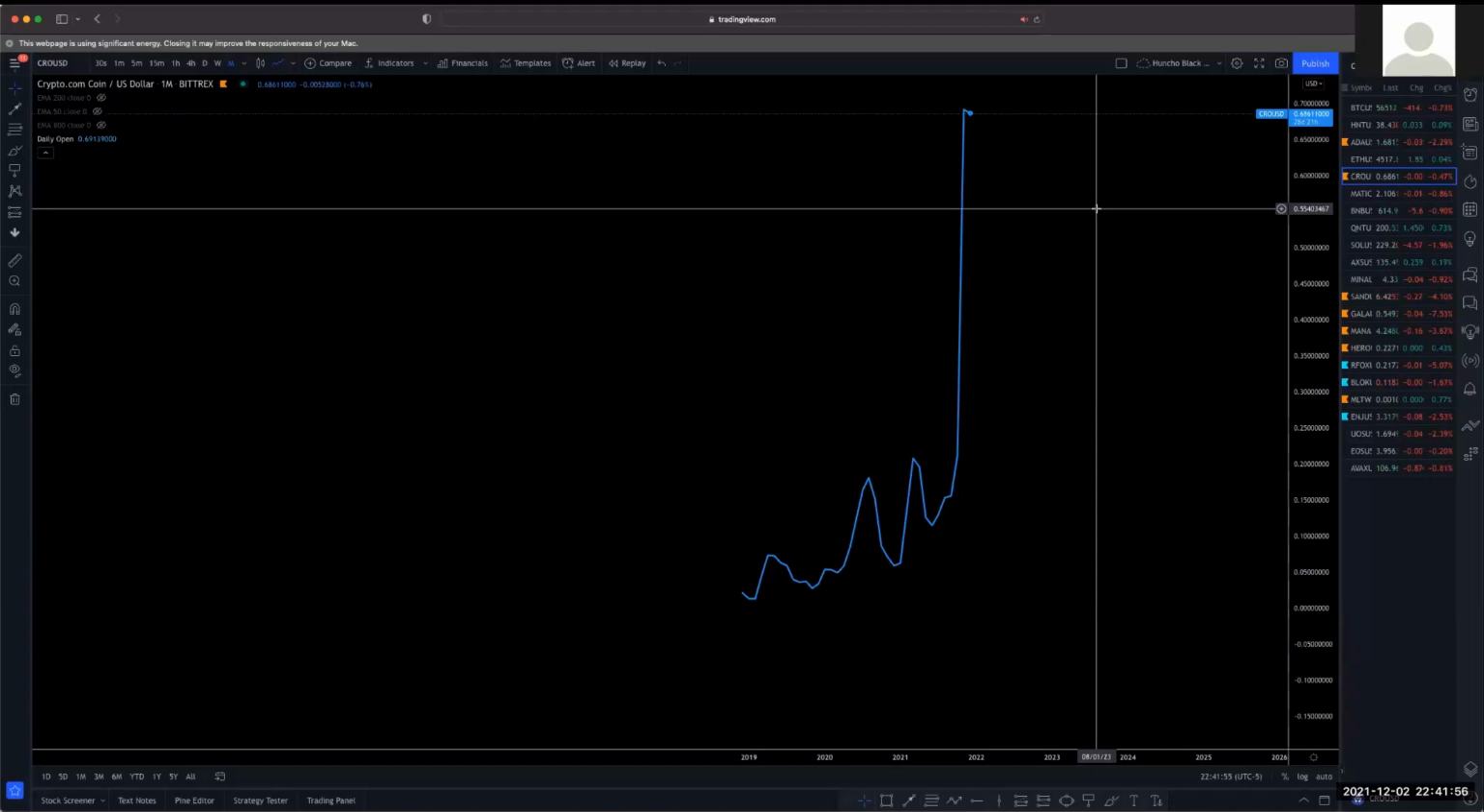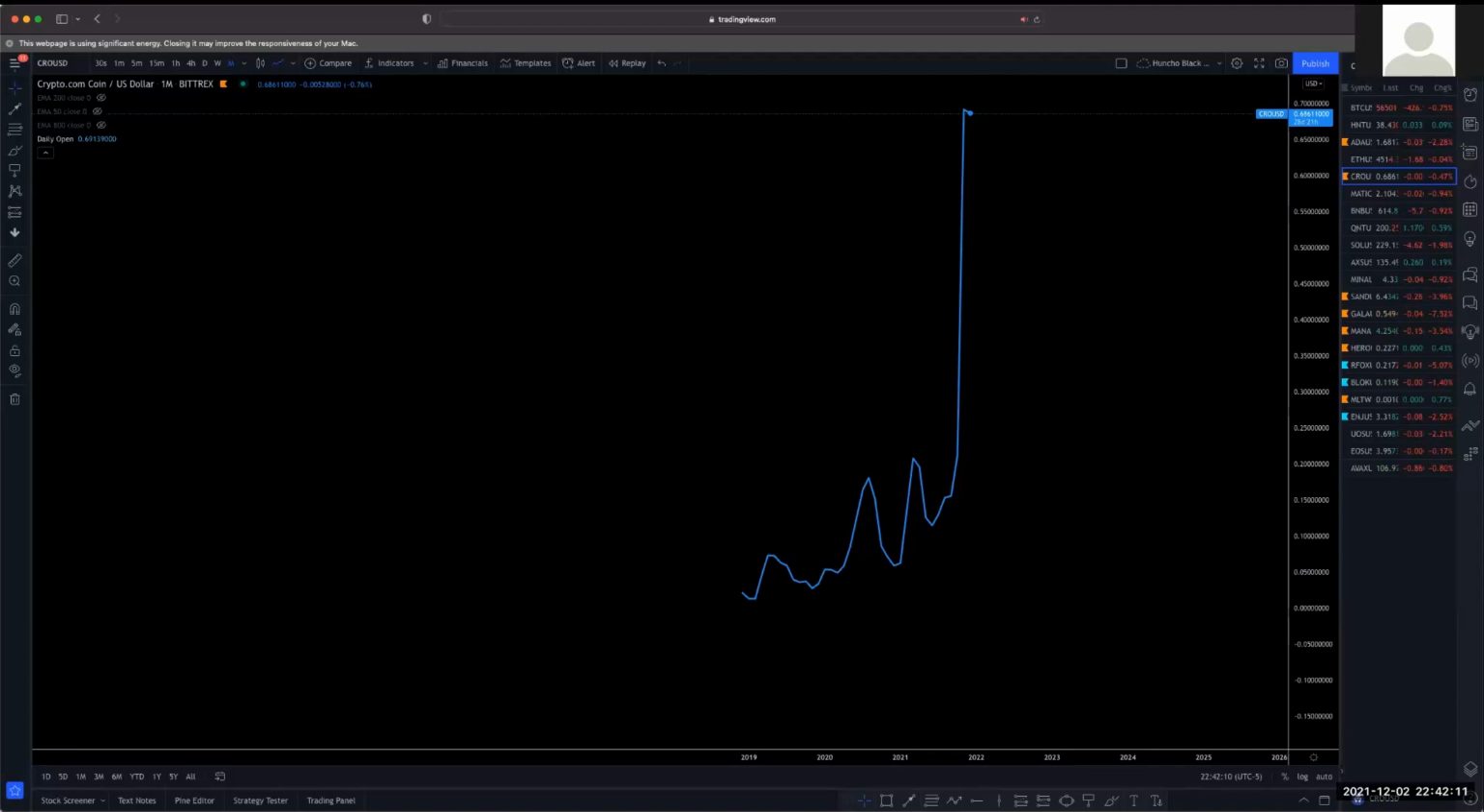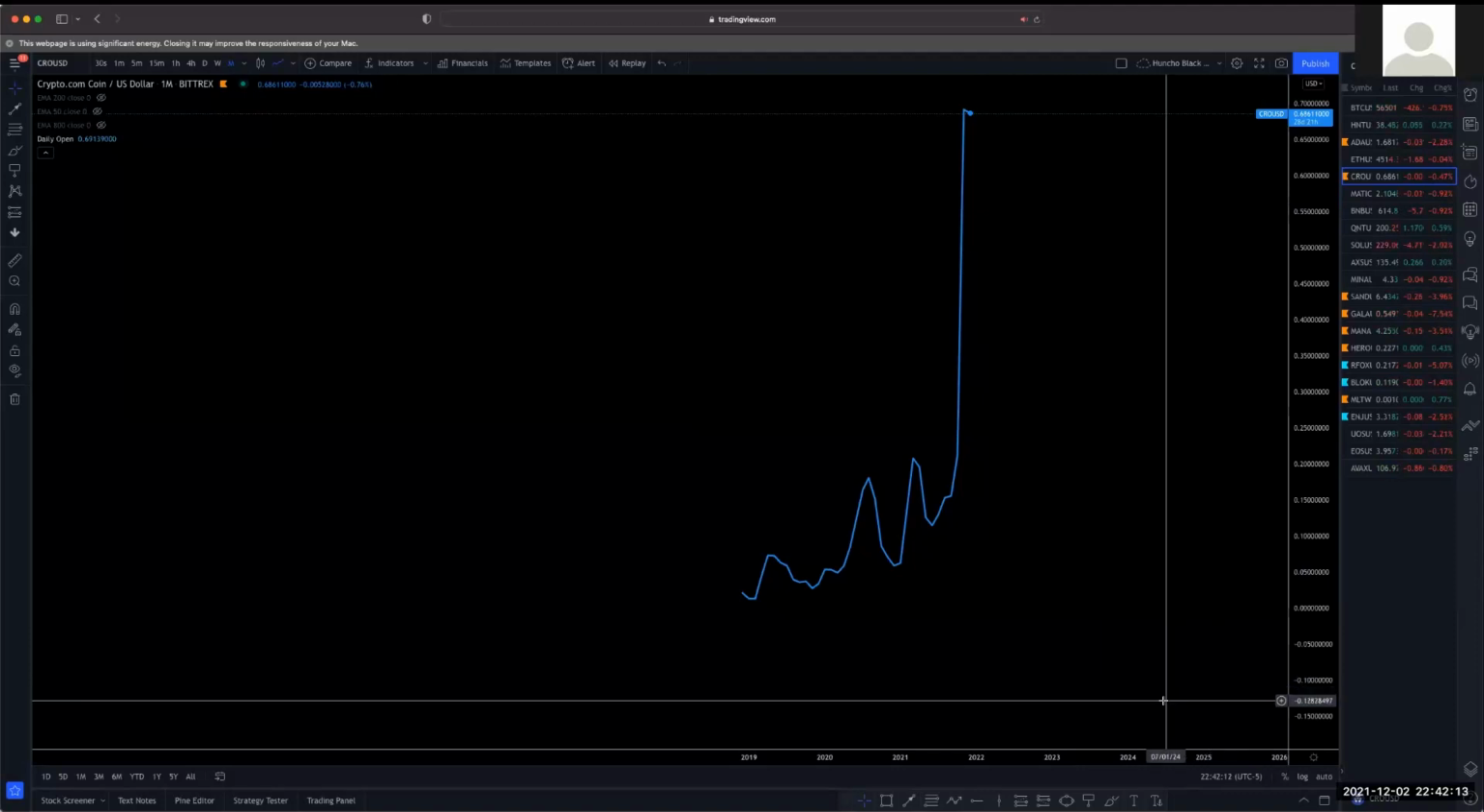All right, so Crypto.com is an exchange where we buy and purchase different coins. This exchange created their own token. Now their token.